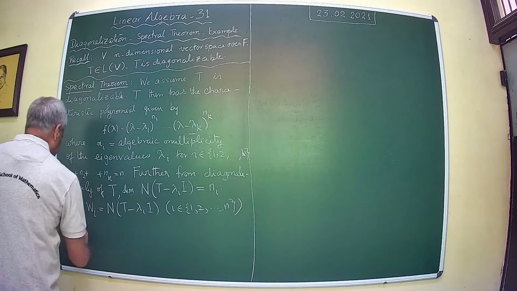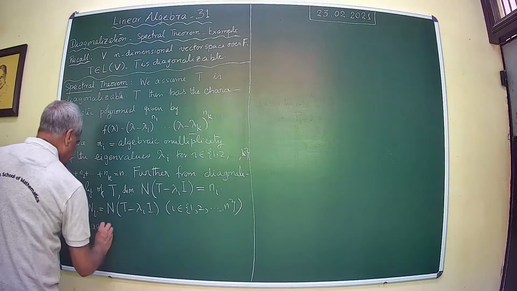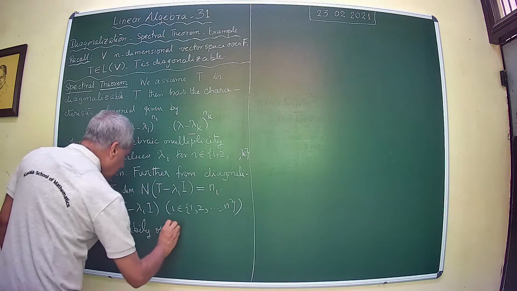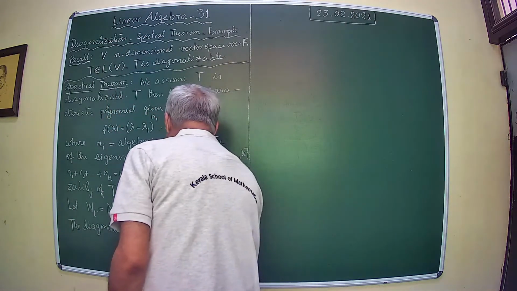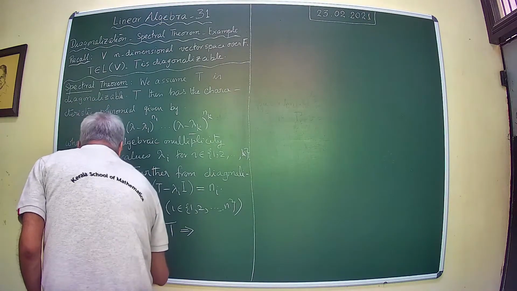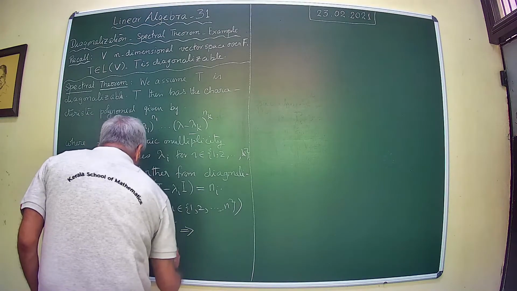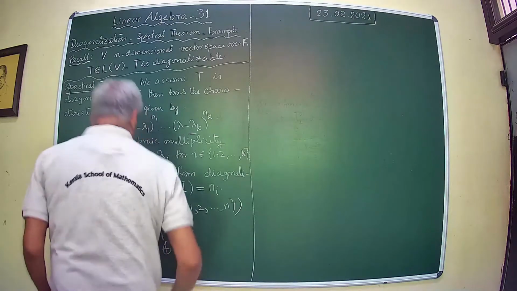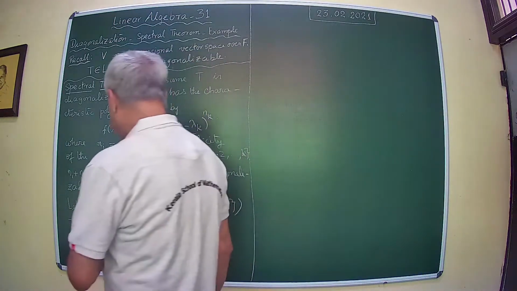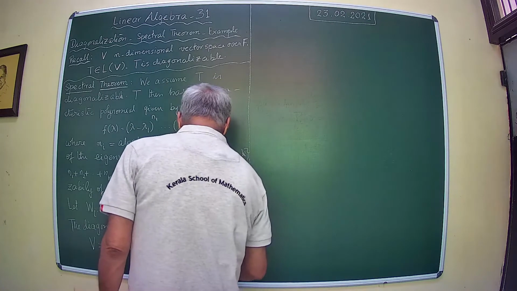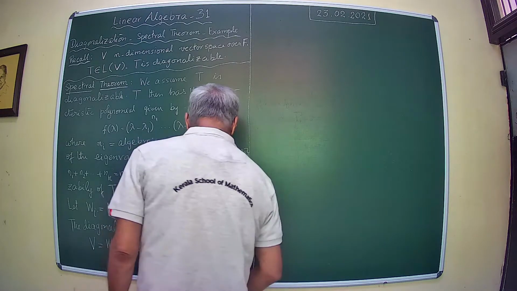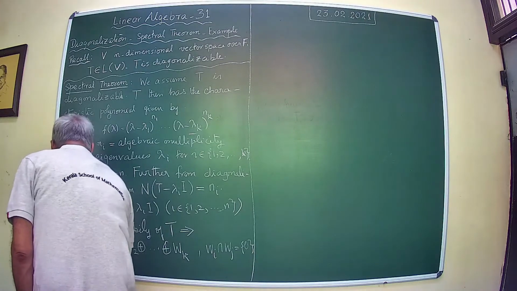Then diagonalizability implies V can be written as a direct sum of W1, W2, up to Wk, where of course the plus with a circle means that we have Wi intersection Wj equal to 0 whenever i is different from j.